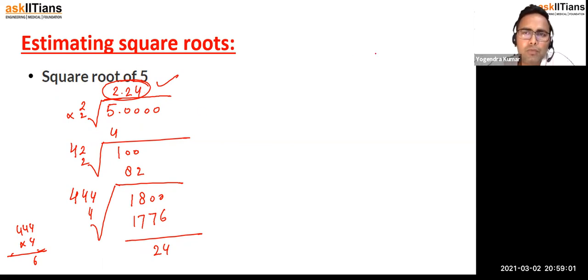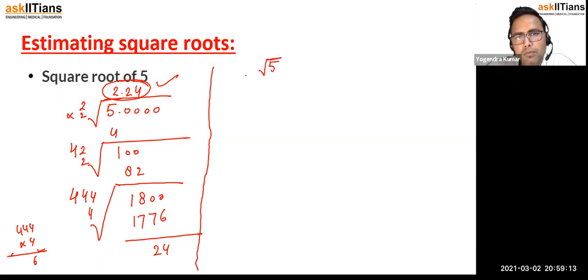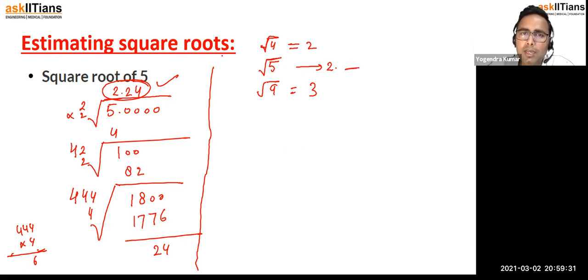Let's see how we get the answer here by the approximation method, sorry, the estimating method. So what we do here: root of 5 we want to find out. We can see root of 4 is what? 2. And root of the next perfect square number is what? Can you tell me the next perfect square number? That is 3. So it is going to be 2 point something. I'm showing you the approximation method here.